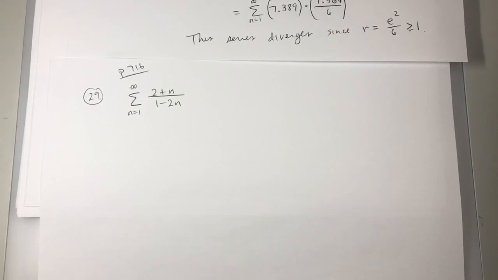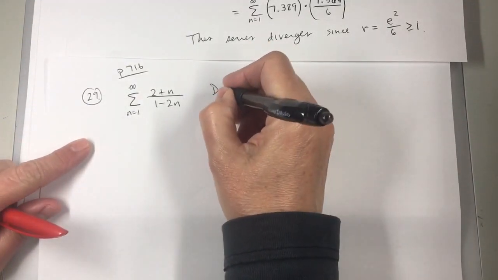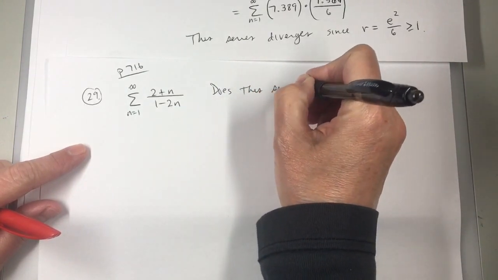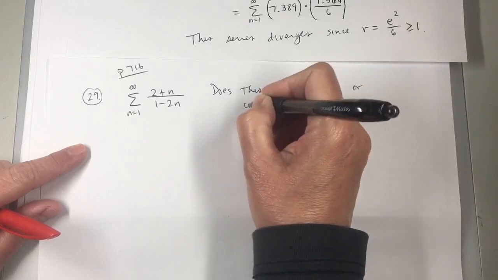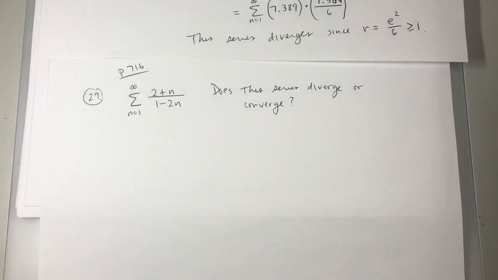So here's number 29, and the question is, does this series diverge or converge? Now, when you take the test, you can use whatever tools we've had up to that point.